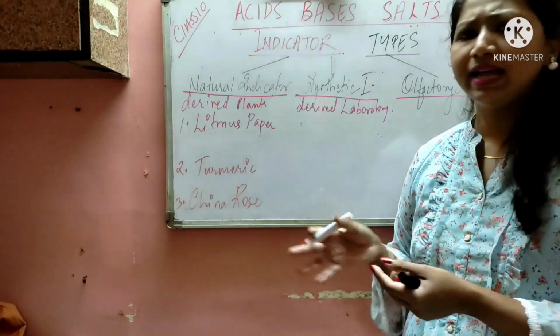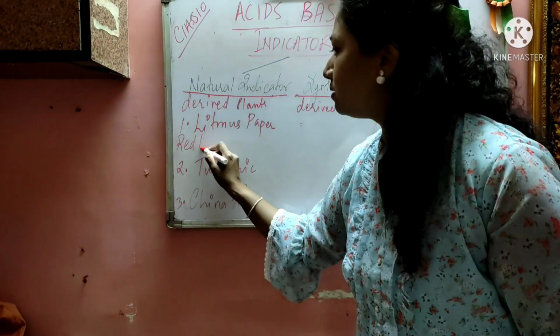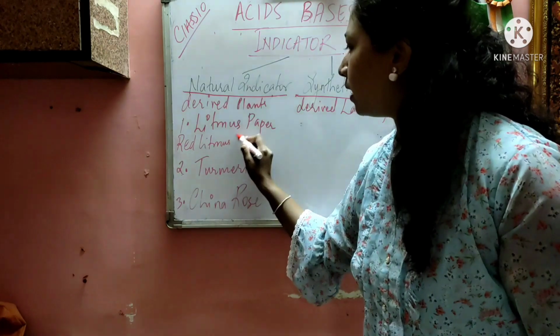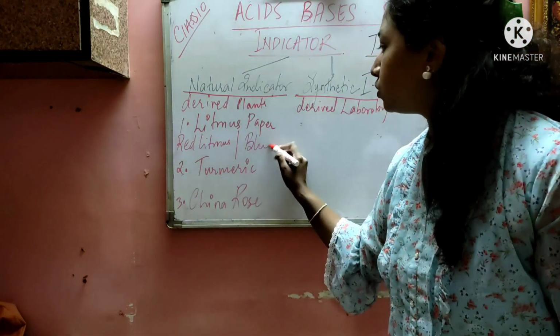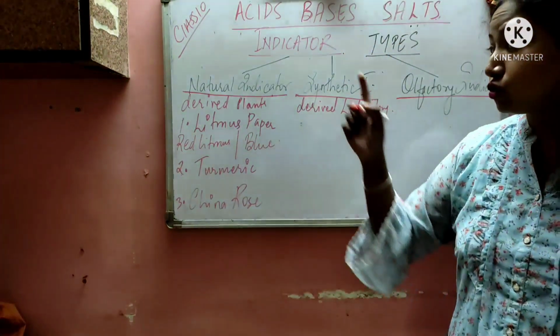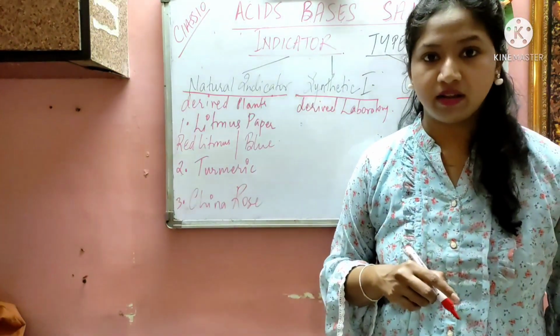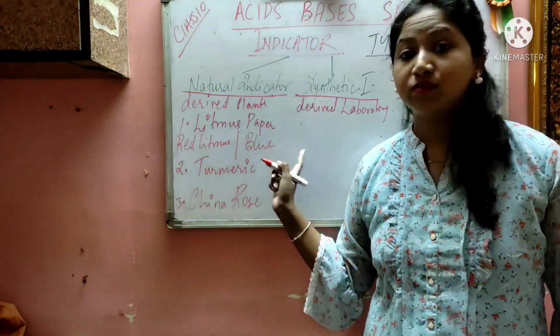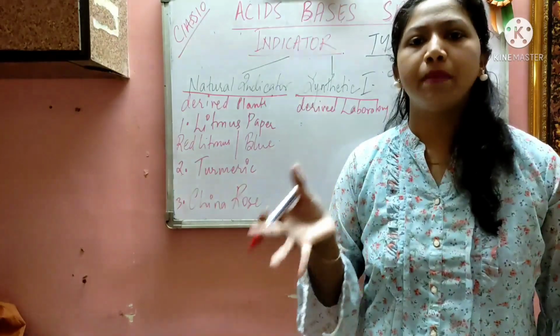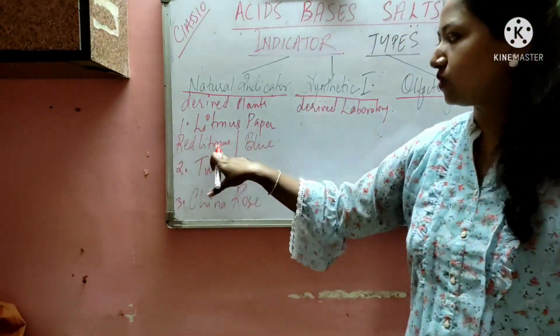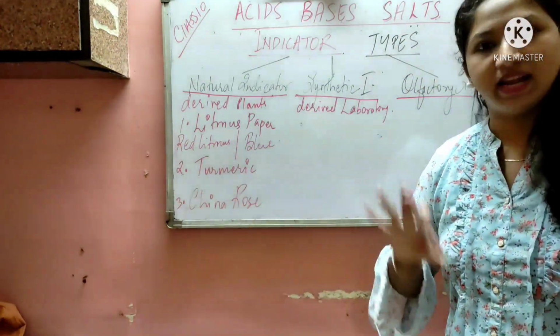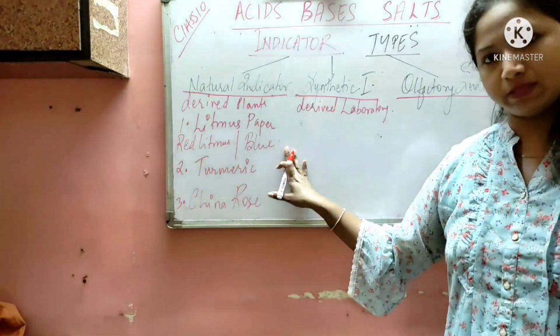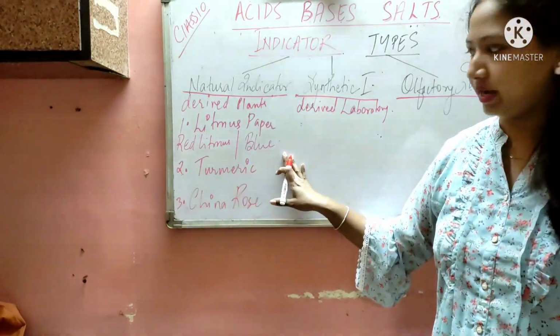Nowadays it comes in two forms, red litmus and blue litmus, which you use in your laboratory. That is from a plant source. Red litmus and blue litmus paper is an indicator, a natural indicator.